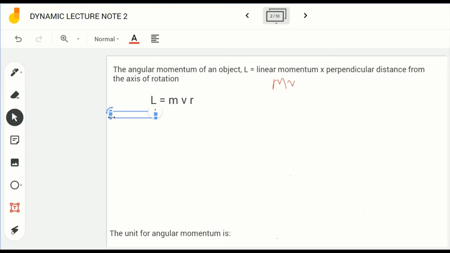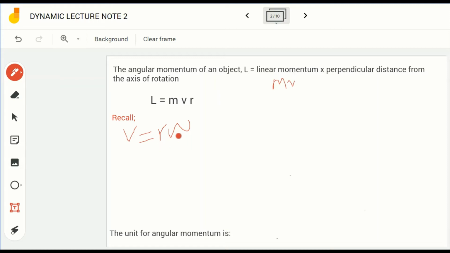Now guys, if you recall, in linear and angular velocity, we said that v is equal to rw, where r is the radius and w is omega, or the angular velocity. With this formula, I can derive a new formula for angular momentum. So therefore, I can say my angular momentum L is equal to the mass, the v becomes rw, times r. So I replaced my v with rw.